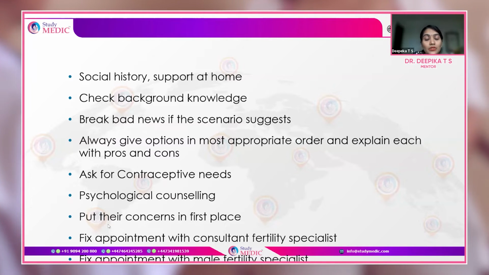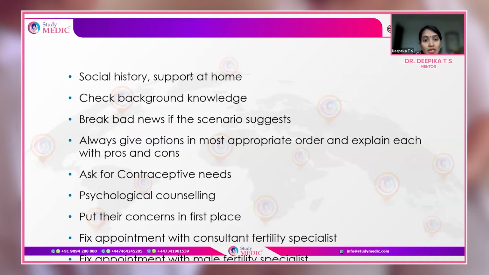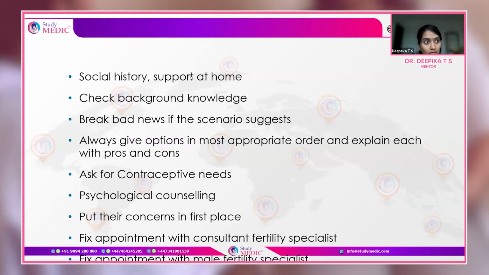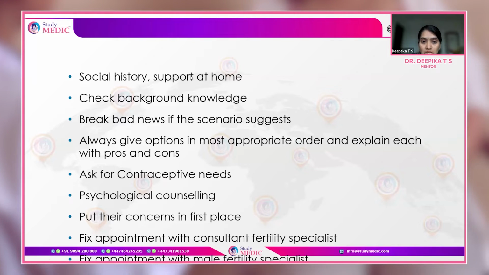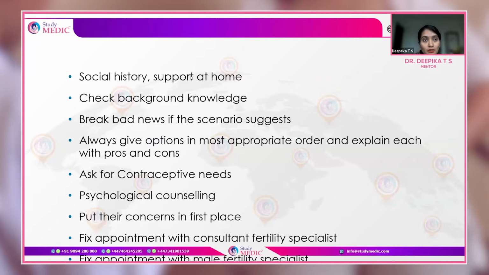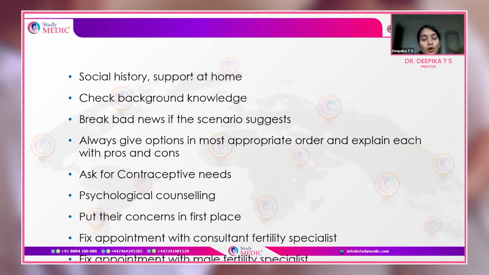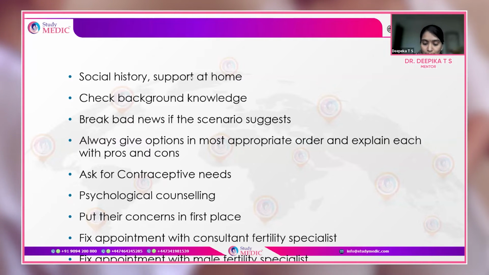And fix appointment with the consultant fertility specialist, because in MRCOG Part 3, the level of competency expected is around ST3 to ST5. So always give an appointment with the consultant fertility specialist. In male stations, in male infertility stations, if there is, for example, azoospermia, always fix an appointment for examination by the male fertility specialist.